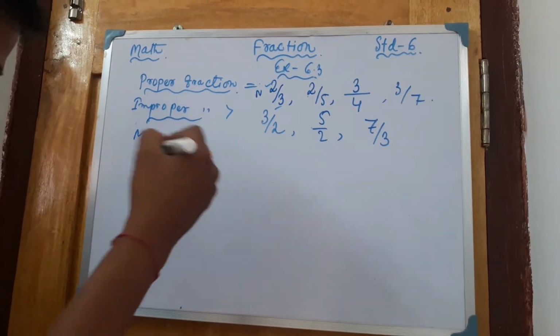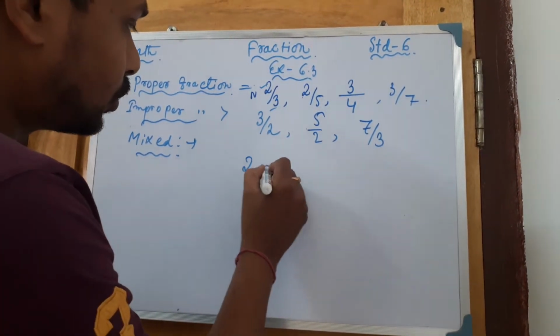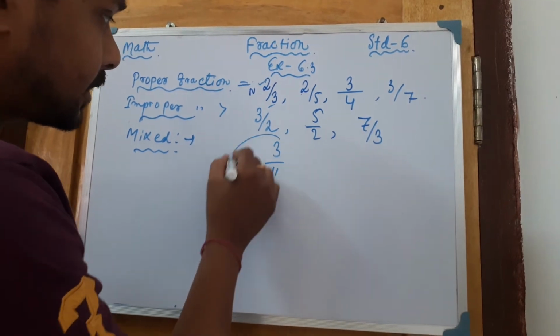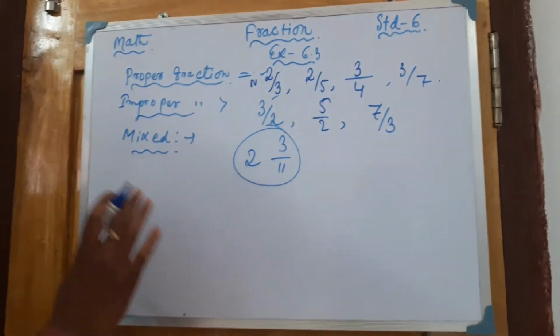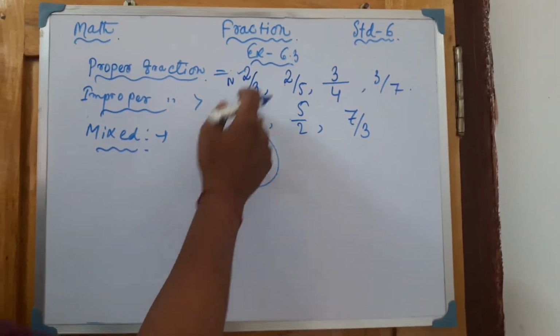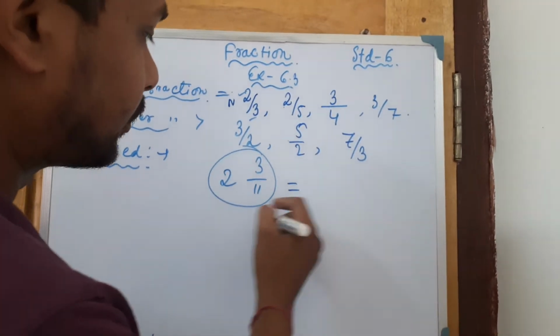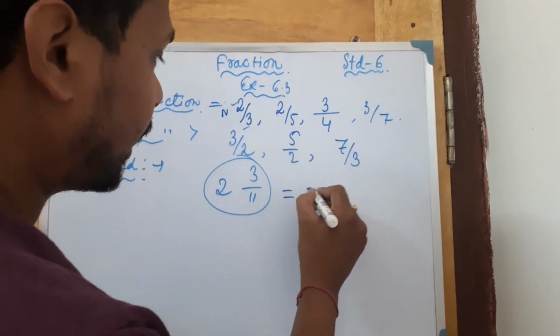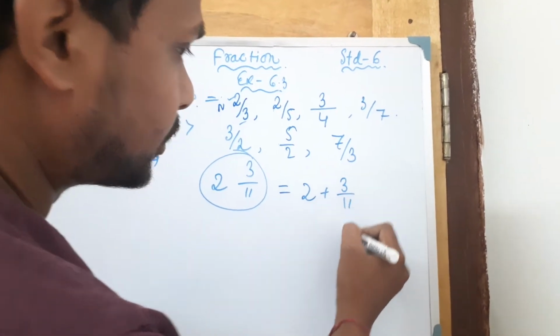Mixed fraction, one example I am just telling you: 2 whole 3 by 11. This type of fraction is known as a mixed fraction, that you have to know here. Okay, so it can be written in this form. Suppose if you want to write it in this form, then simply it can be written in this way, isn't it?